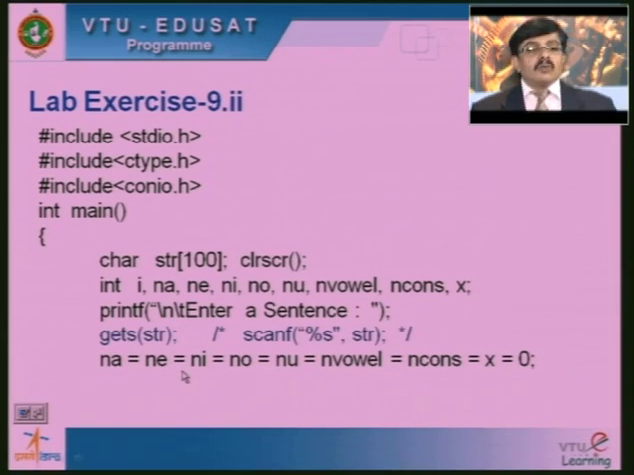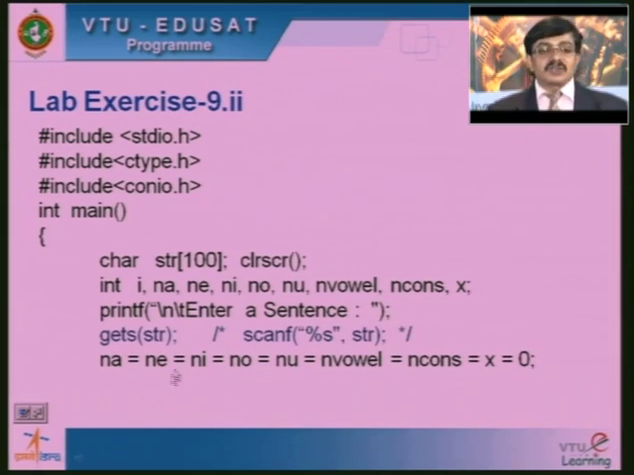Now initially, what is the number of vowels present in the string? We assume that all the values of NA, NE, NI, NO, NU, N vowels, N consonants and X extra characters must be taken as 0. This is a logical initialization. Initially we have to assume this particular initialization.